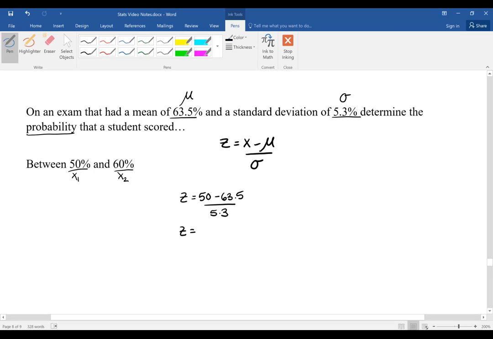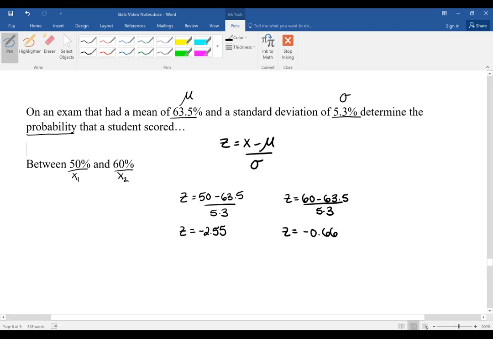Plugging this into my calculator, when I round to the nearest hundredth, the answer I get here is negative 2.55. Let's find the other Z-score. What I get here when I round to the nearest hundredth is 0.66.